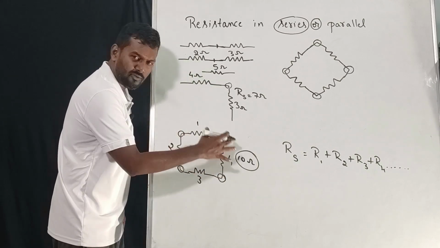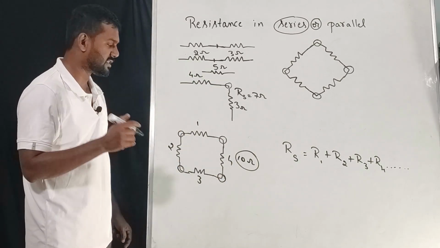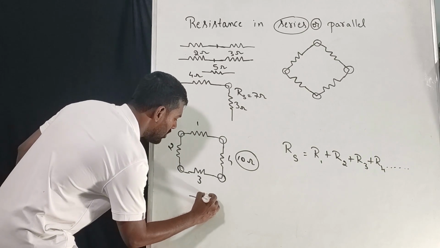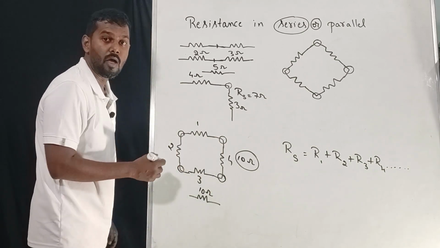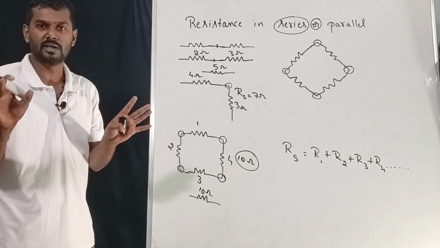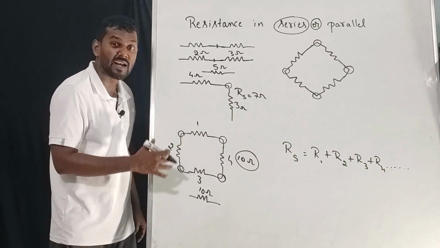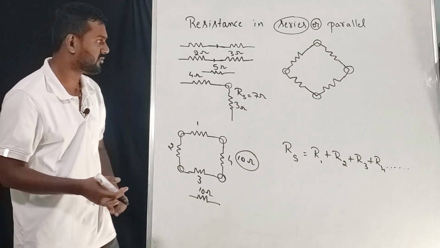1 plus 2, 3, 3 plus 3, 6, 6 plus 4, 10. So after solving all these things, how many resistances did we get? We get only one resistance. That value will be 10 ohm. How to use this resistance? While solving the problems, you will understand. First we are identifying whether they are in series. Once we identify, we can solve these kinds of things.